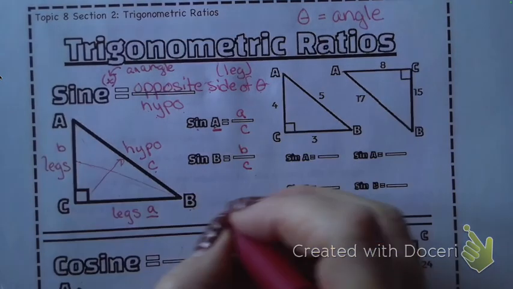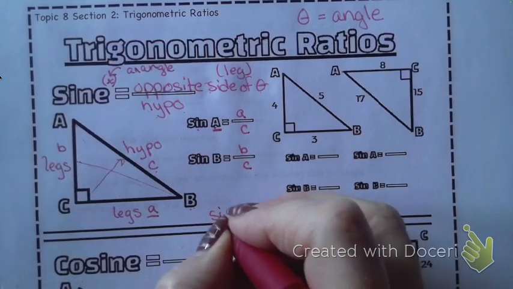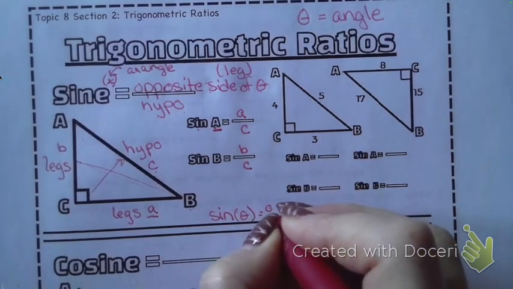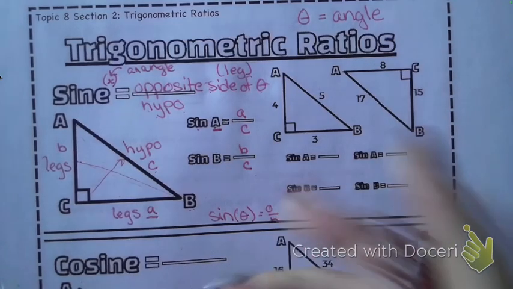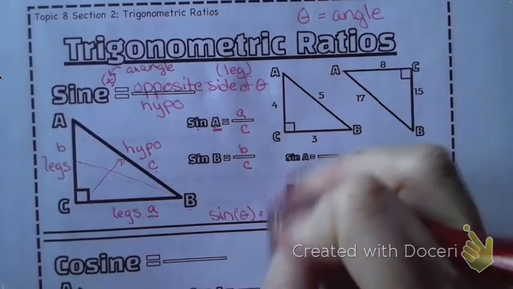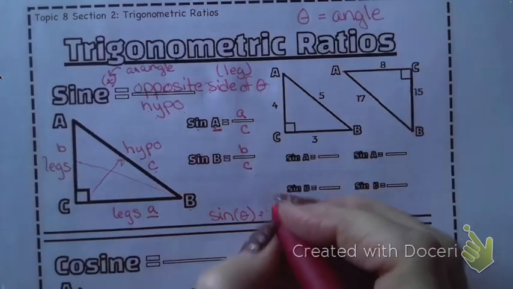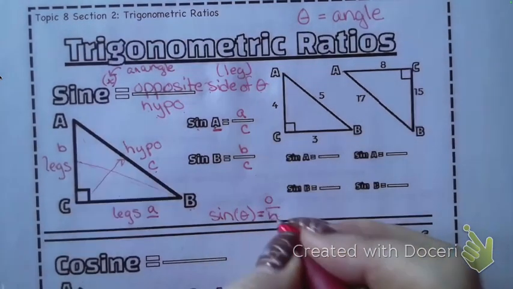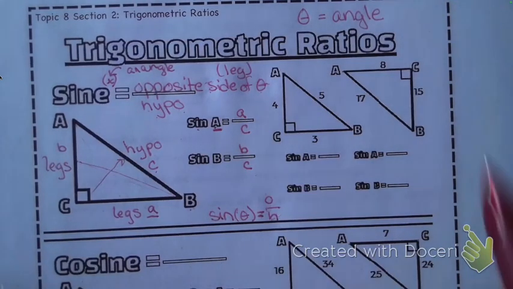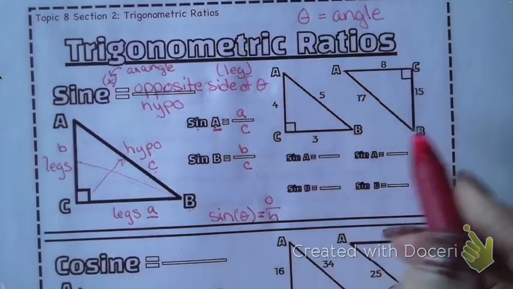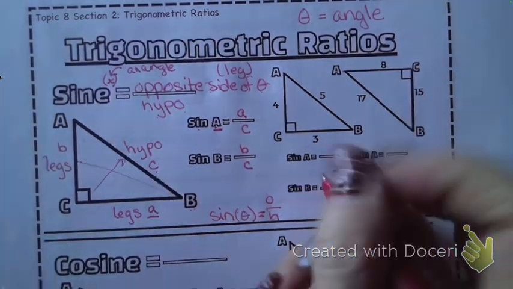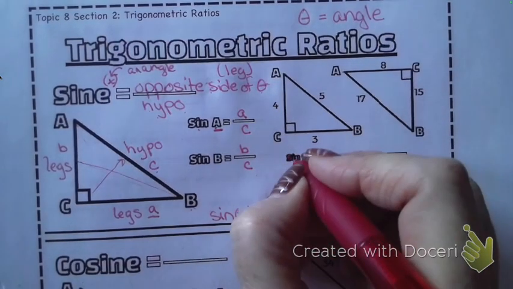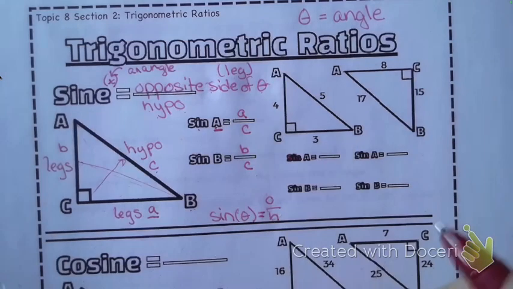Now, the other way you can write it is sine of theta equals O over H. What's O stand for? Opposite. What's H stand for? Hypotenuse. Okay. So now I have two examples. They're hard to read. They're weird. I don't know why they're written like that. If you don't like them, fill in the sine. I think that makes it worse to read, isn't it?